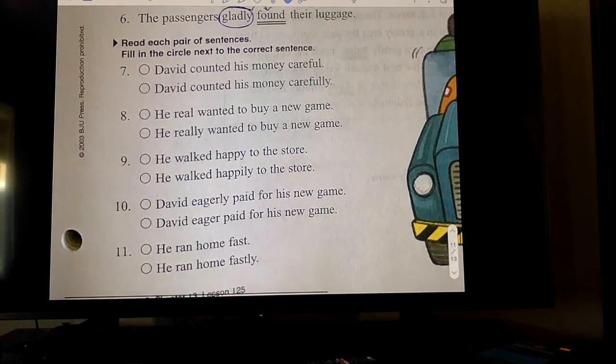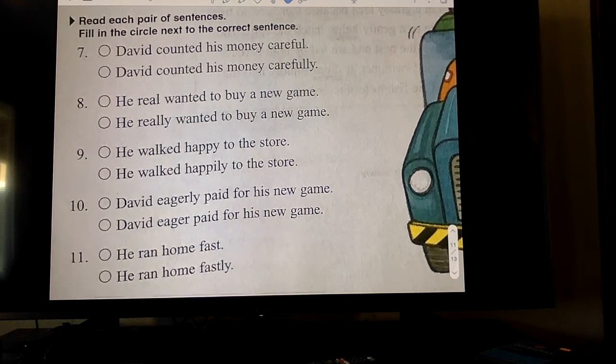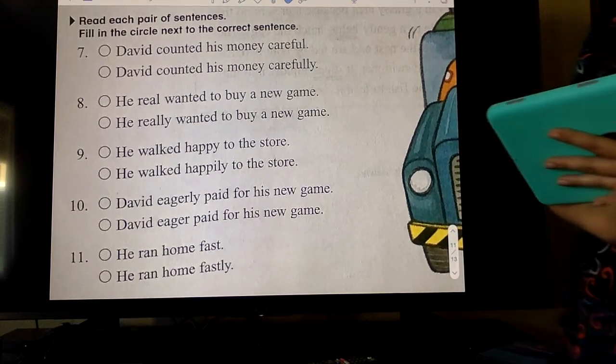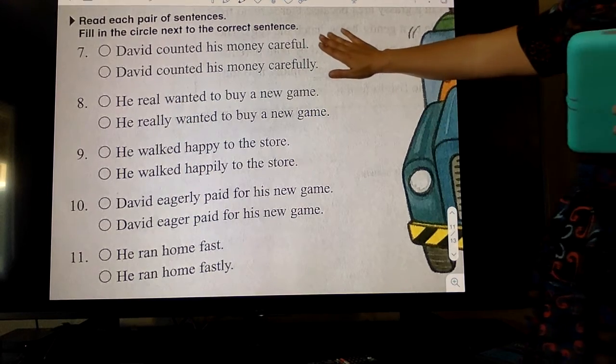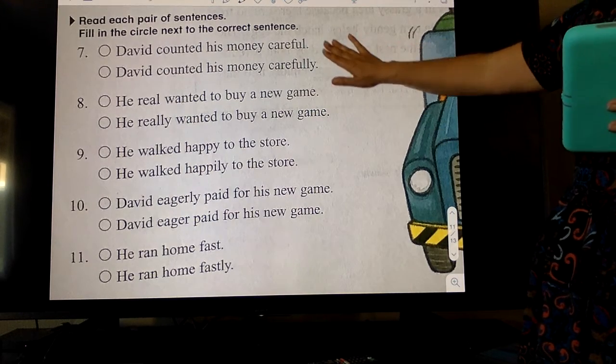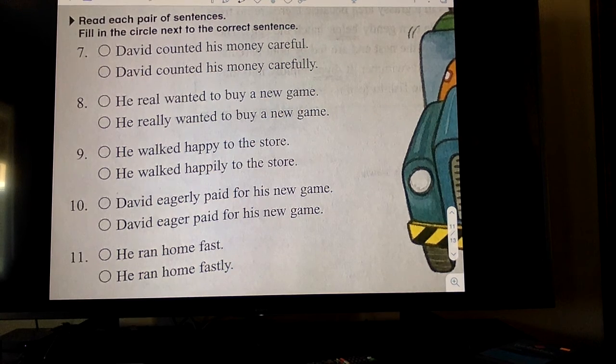And we are going to read 7 through 11 together. So it says, read each pair of sentences and fill in the circle to the correct sentence. All right, so David counted his money careful. David counted his money carefully. Which one sounds correct? Carefully. Good job. Everyone bubble in that bottom one.